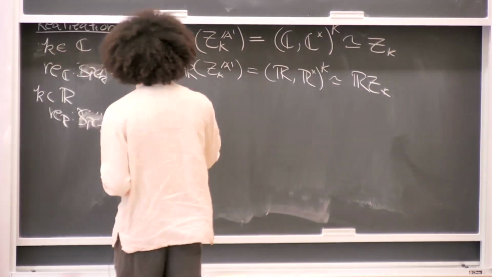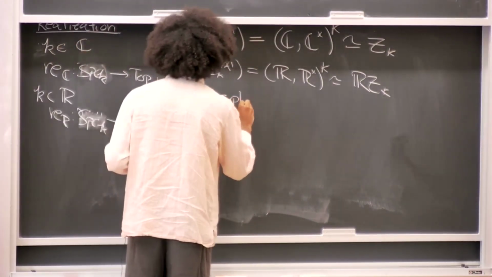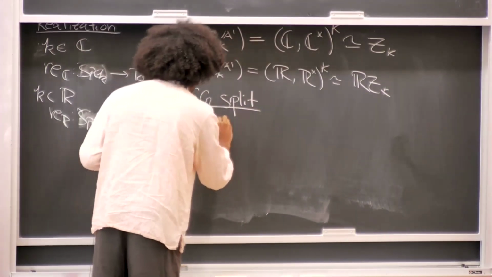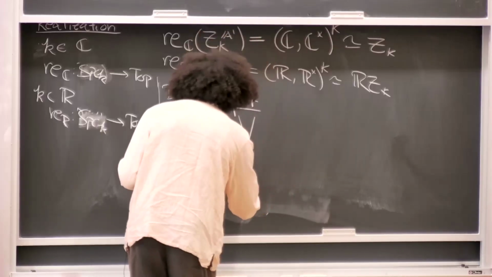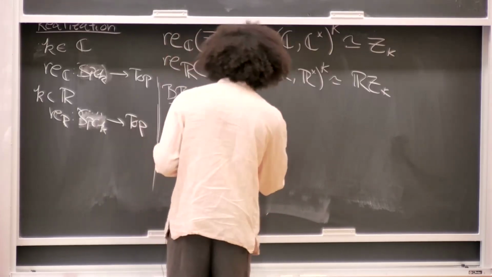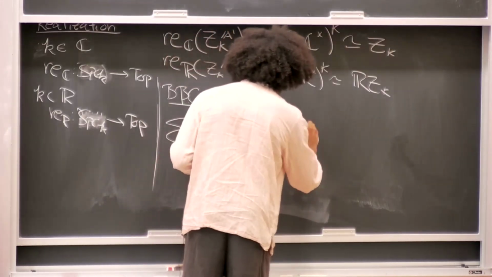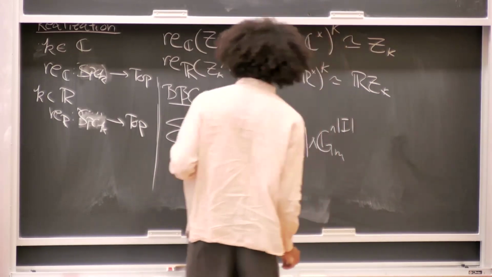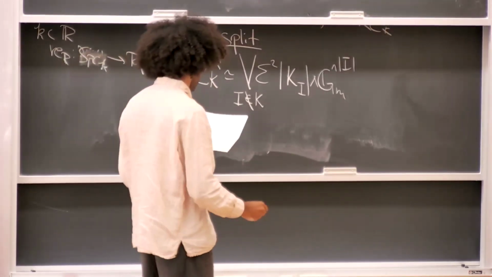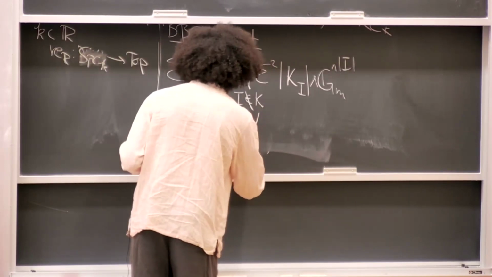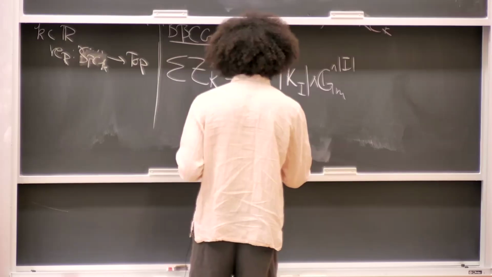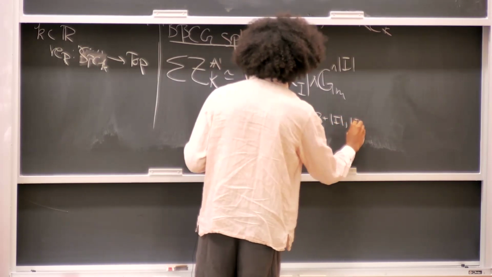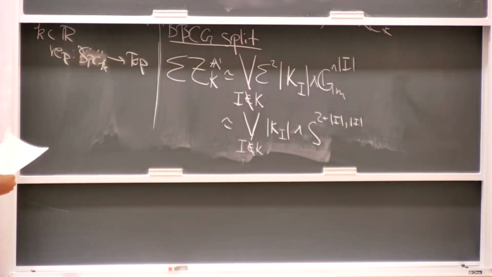And now let's look at the BBCG splitting, which you can just write out. The suspension of this guy is going to be homotopic to a wedge over I not in K, and then we want to do two suspensions here, smashed with a lot of copies of G_m. And then you can show that this is just counting the degrees of your spheres correctly: the wedge over I not in K of K_I smashed with S^(2+|I|), the size of this set.